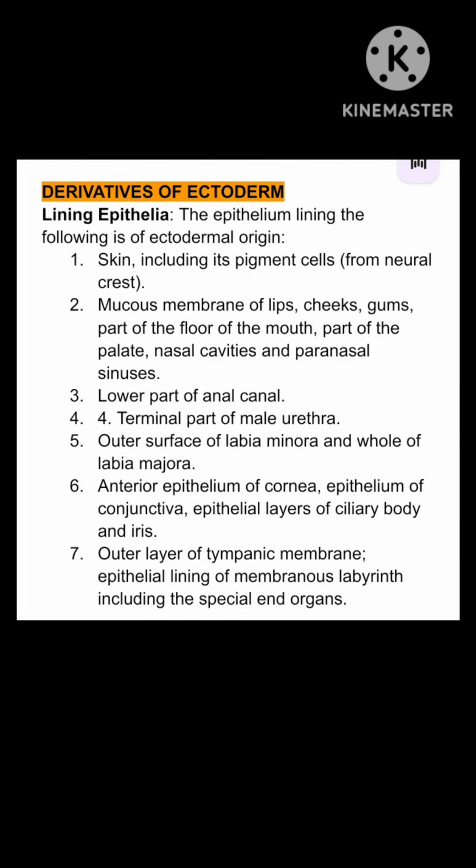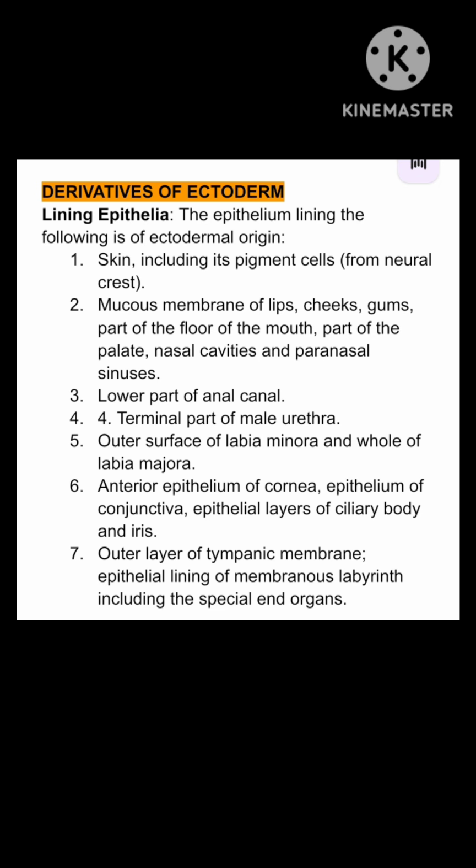Good morning, students. Today we are going to discuss an important topic in embryology, derivatives of germ layers. As you know, the human body develops from three primary germ layers: ectoderm, endoderm, and mesoderm. Now we will study each one step by step.